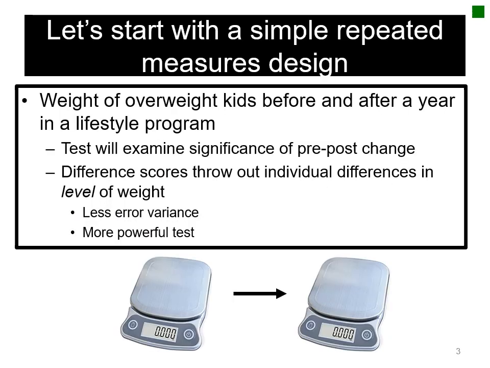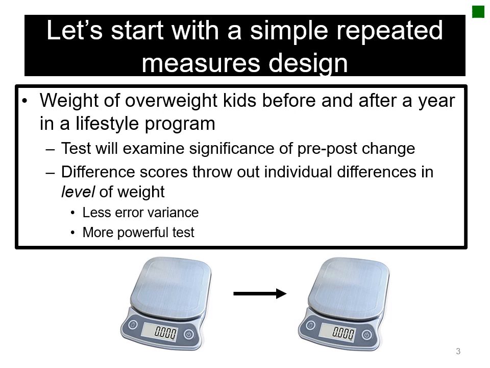Let's start with a simple repeated measures design. We'll look at weight scores of kids before and after a year in a lifestyle program with no control group. Analytically, what should happen is that the program will compute a difference score for each child, and the standard error of those differences will be used to determine whether change is significant.